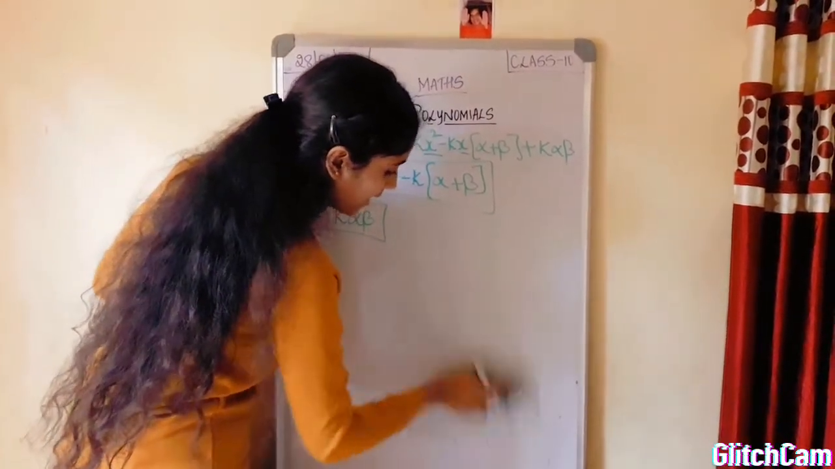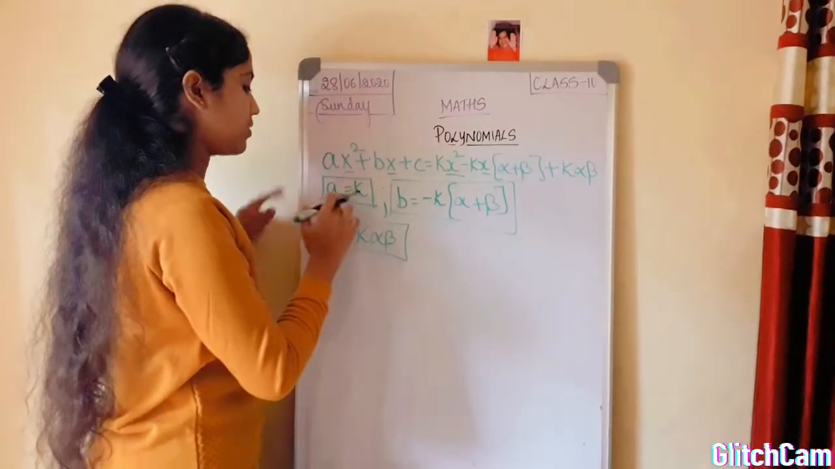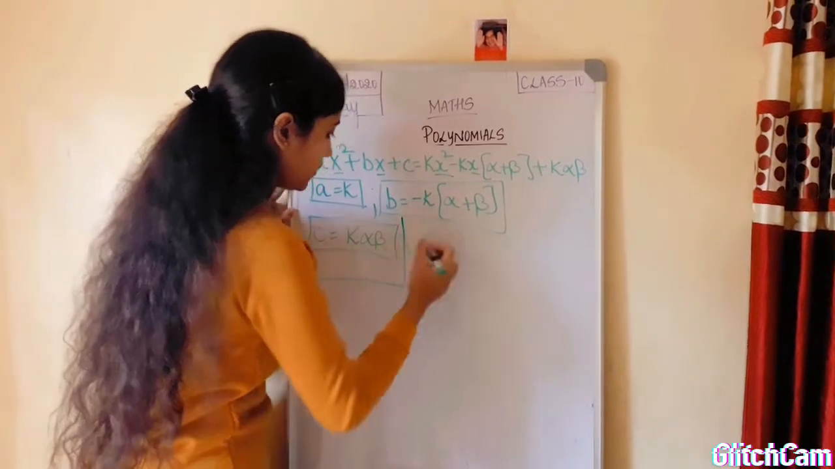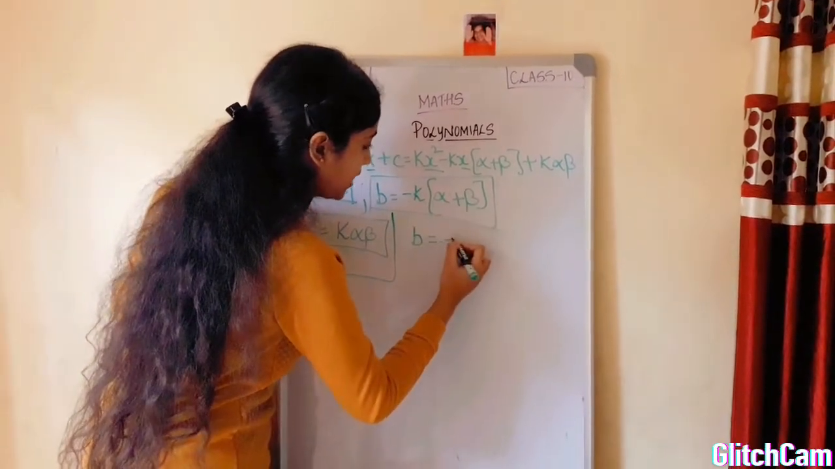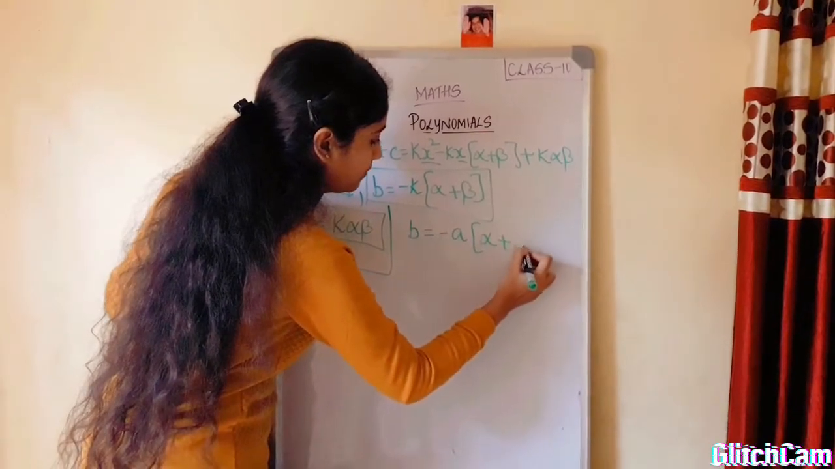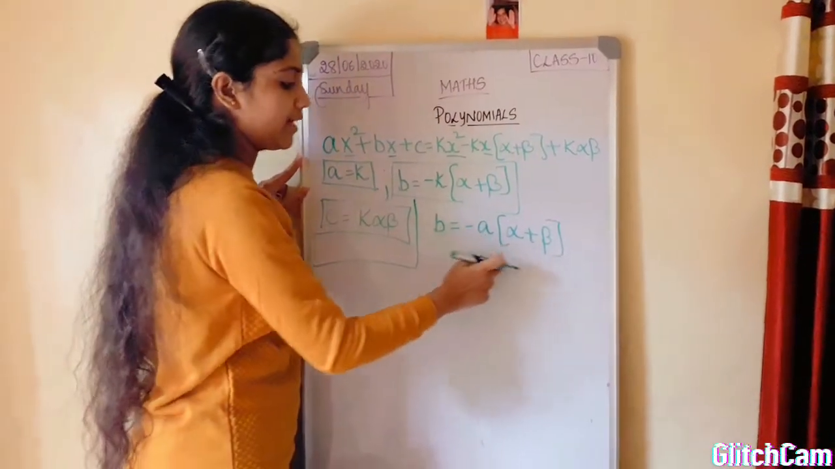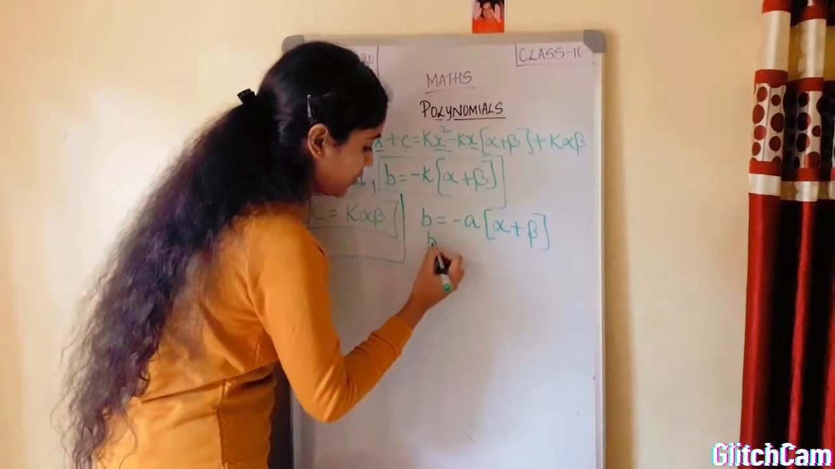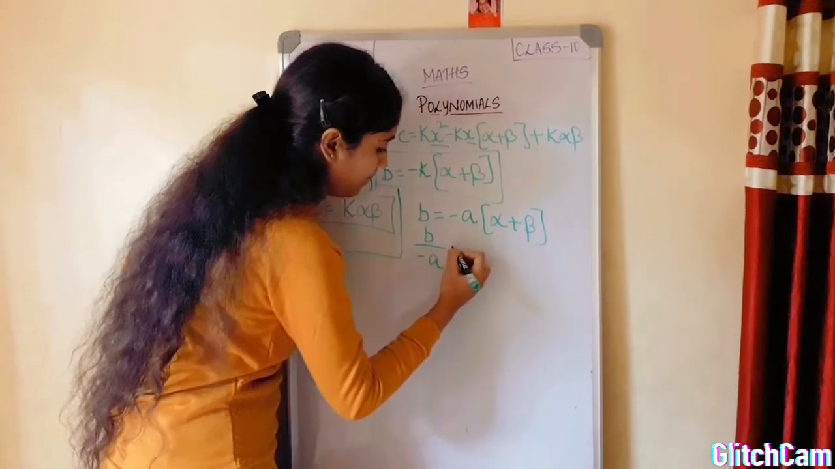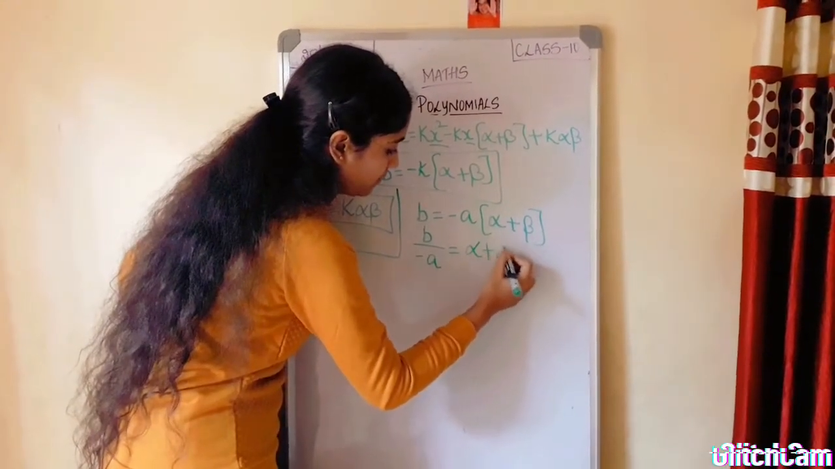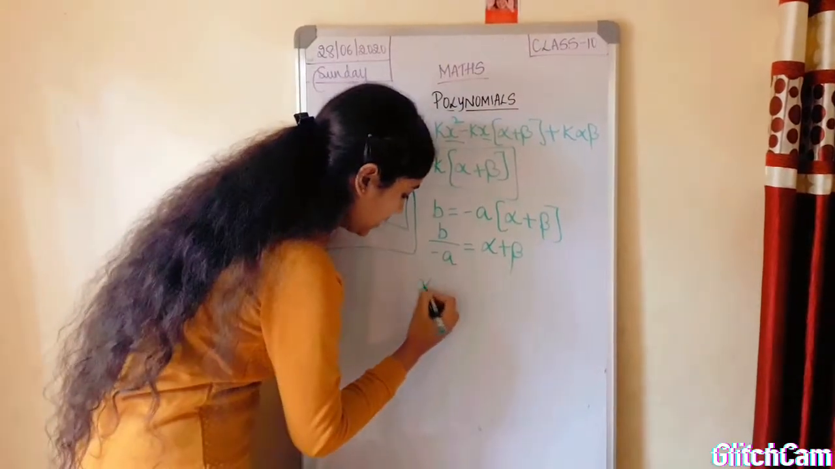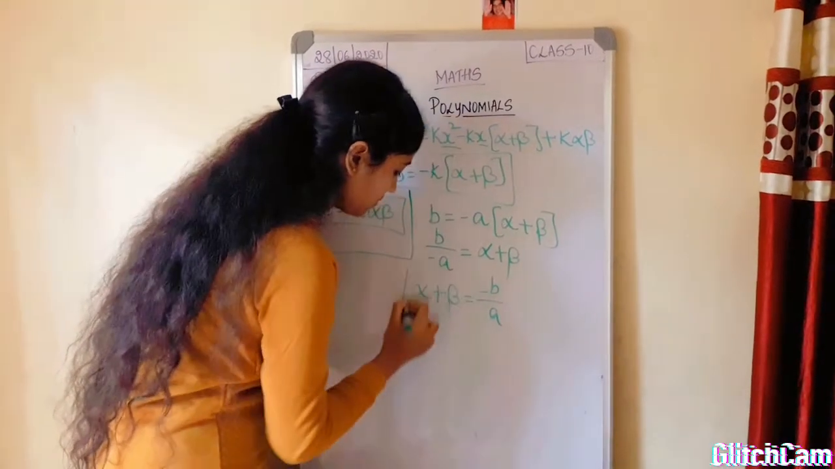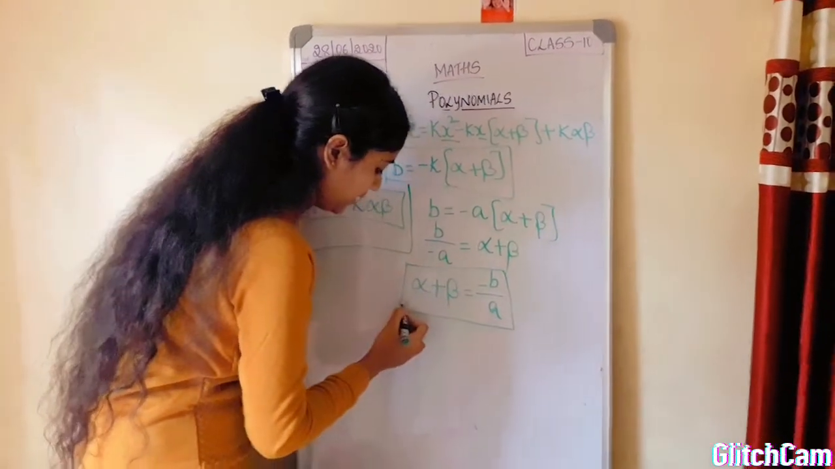So now you know that k is equal to a and a is equal to k. So just substitute this value in this equation. You get b is equal to minus a of alpha plus beta. Now when it is multiplication, when you bring this a this way, it becomes division. So b divided by minus a equal to alpha plus beta. Now this is written like alpha plus beta is equal to minus b by a.